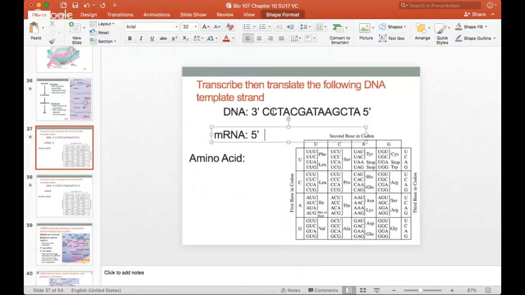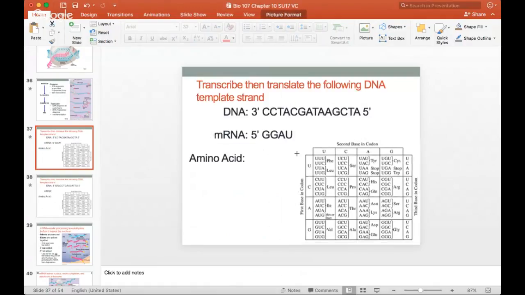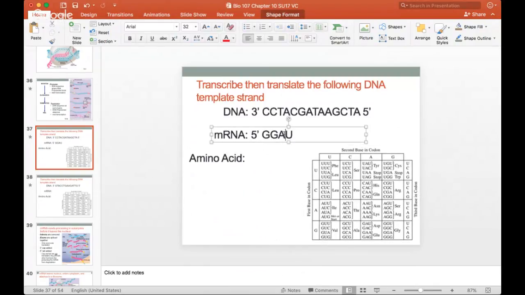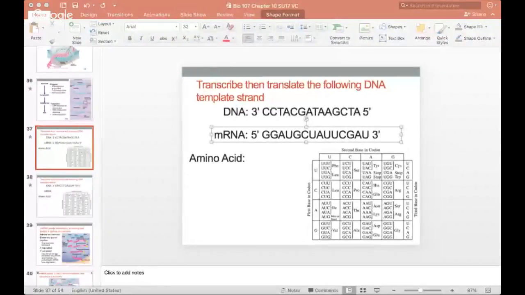So the complement to C is G, and then another G, and then the complement to T is A, the complement to A is U. The U is currently being covered up because this picture is too big. The complement to C is G, the complement to G is C, to A is U, T is A, and so on. Okay, there we go. This is our mRNA, and it goes from 5' to 3'.